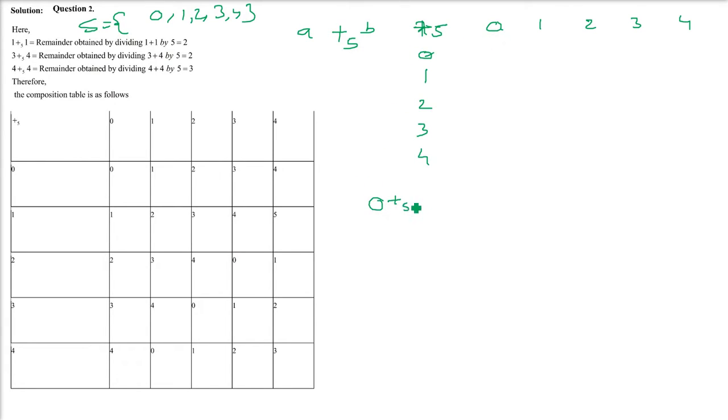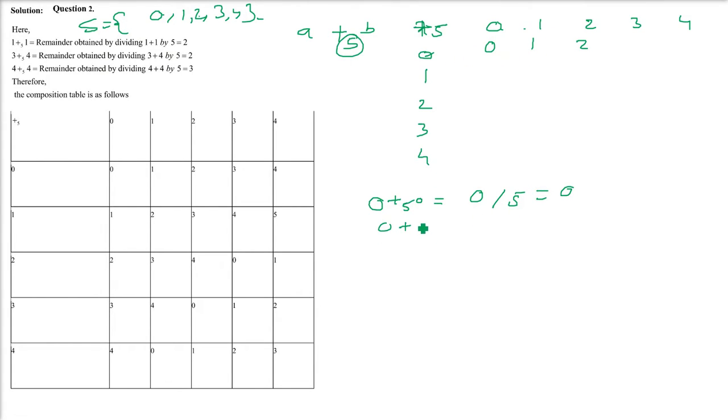So 0 plus 0 is what? 0. And you have to take modulo of 5. So 0 divided by 5. There are 5 values. So this 0 modulo 5, as 0 is less than 5, the remainder will be the same value, 0. Okay, 0 plus 1. 0 plus 1 is 1. And 0 plus 2 is 2. 0 plus 3 is 3. 0 plus 4 is 4. They all are less than 5.